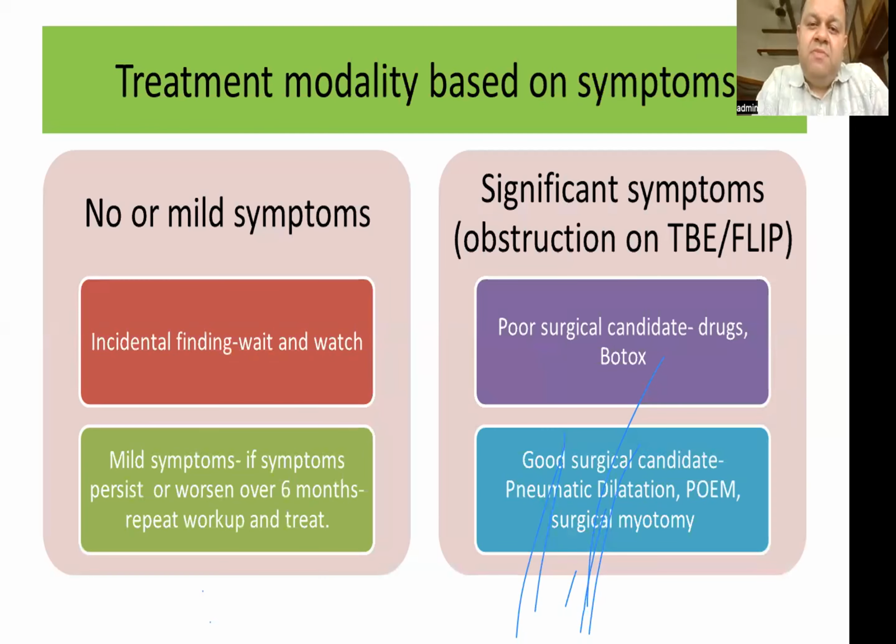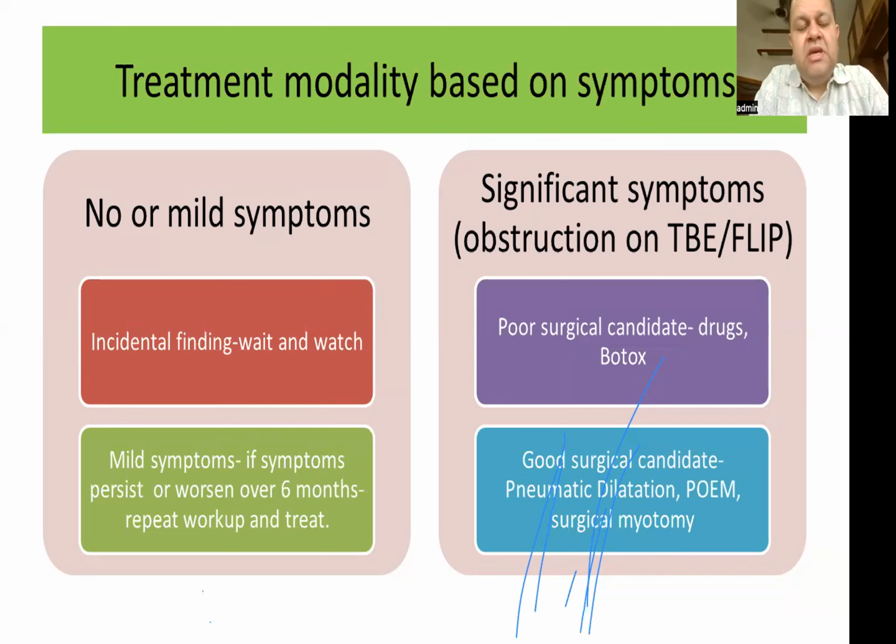Next, we have the treatment modality, which can be based on the symptoms of the patient. Usually, if there are no symptoms or mild symptoms, or an incidental finding has been made, we just need to wait and watch. If the symptoms are mild, we can wait and watch. If symptoms persist or worsen over a period of 6 months, we can repeat the workup and treat it.